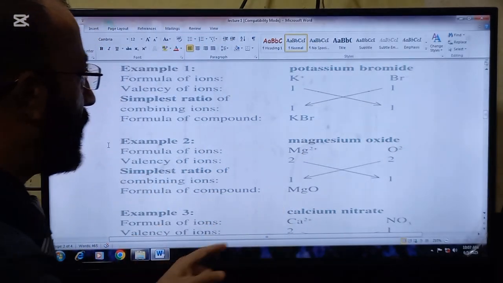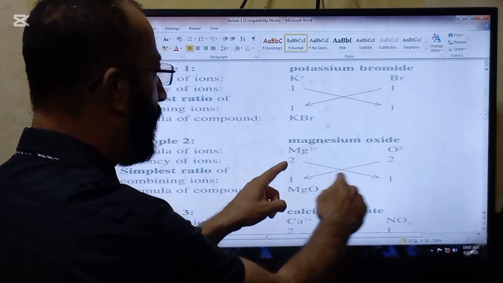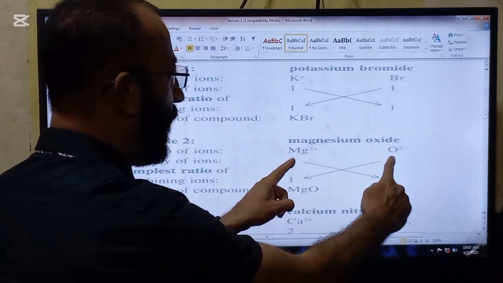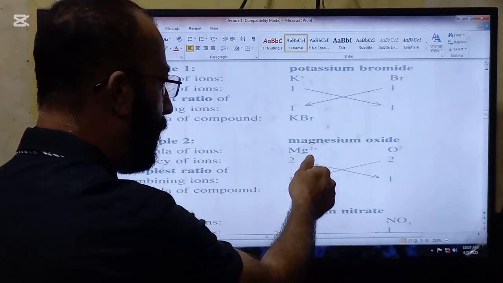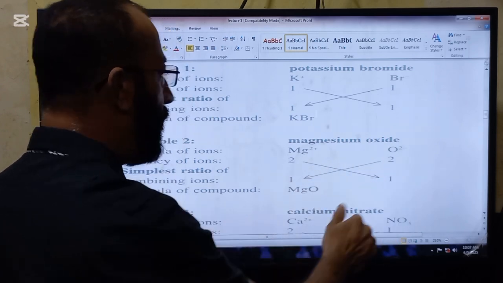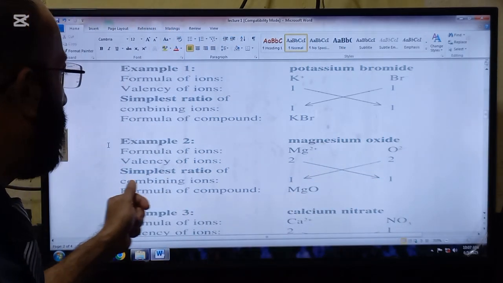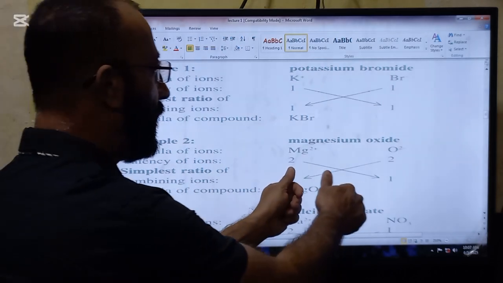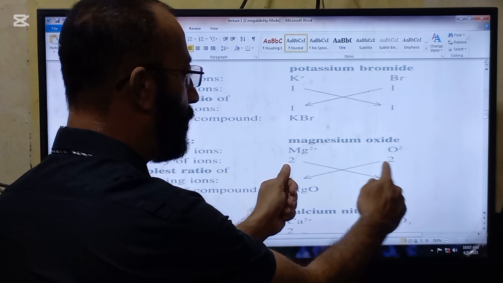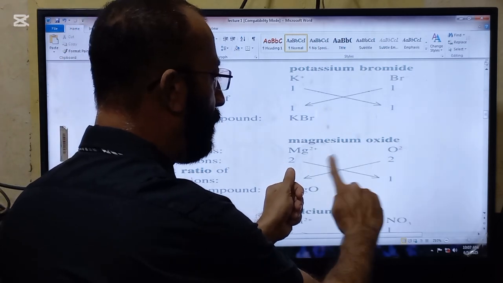The ions present in the magnesium oxide are magnesium ion and oxide ion. So these are the ions. Now the valency of the magnesium ion is 2 and of oxide ion is also 2. Now next thing is simplest ratio, because these two are coming in the table of 2. So 2 ones are 2 and 2 ones are 2. So here both will be 1 1.